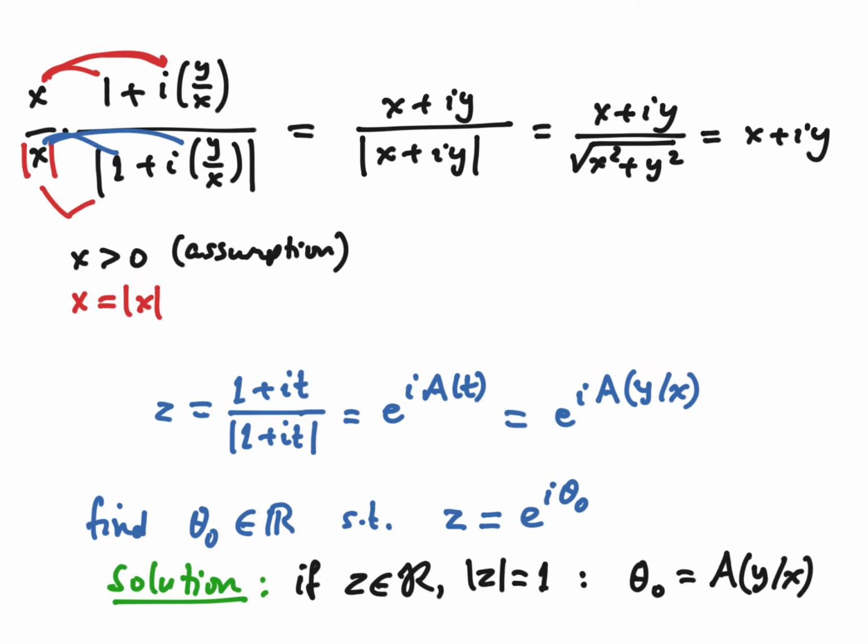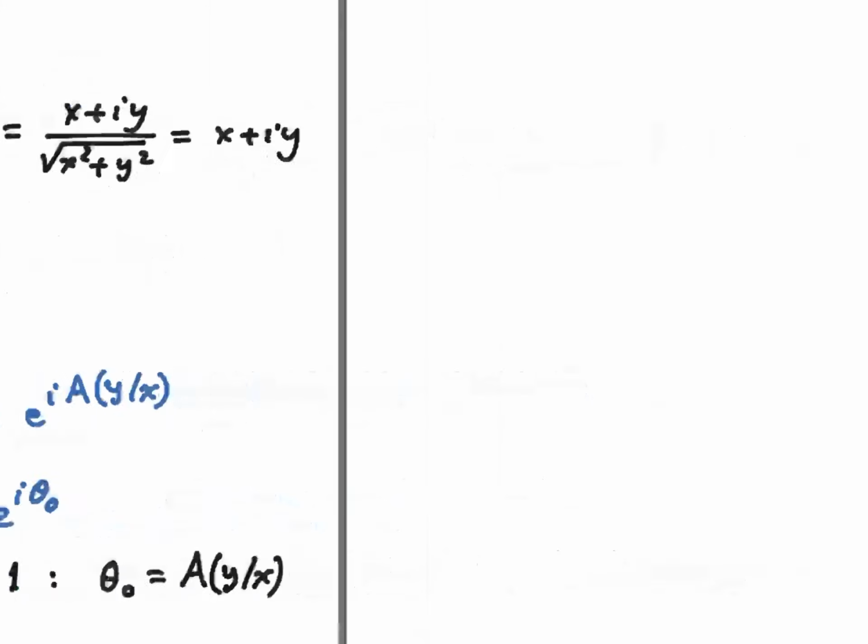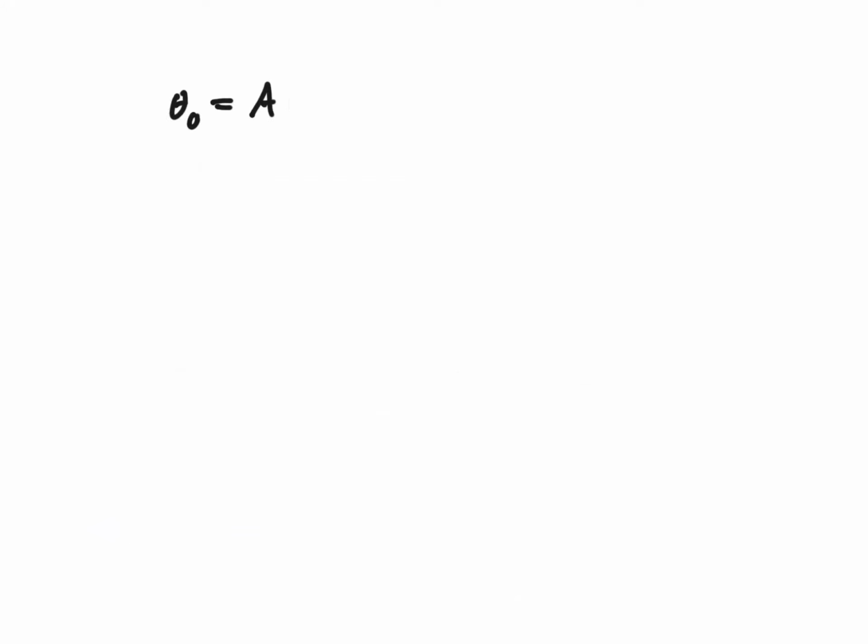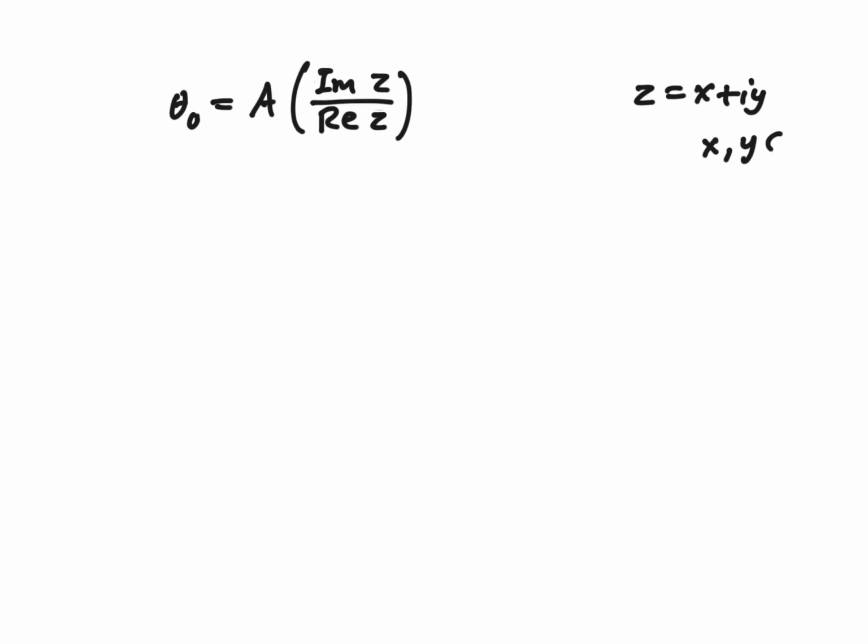Capital A of y over x, where y just means the imaginary part of z. Well, okay, let me write it this way. And then x is the real part of z. Because remember that z was just x plus iy, where x and y were real. So x can be represented as the real part of z, right? And y can be represented as the imaginary part of z. All right, so y over x is the ratio imaginary part of z divided by real part of z. And then if you just plug that into the capital A function, that gives you a theta naught.